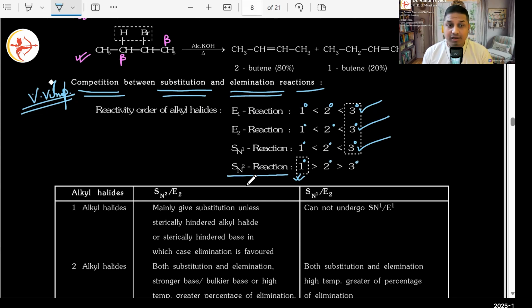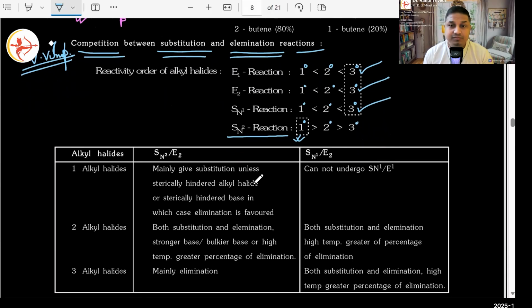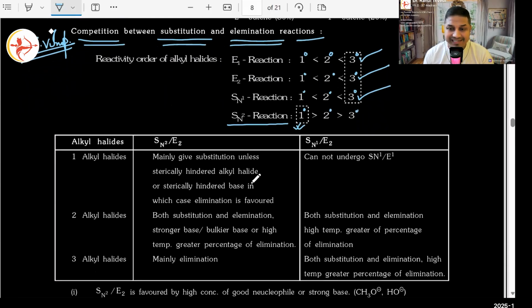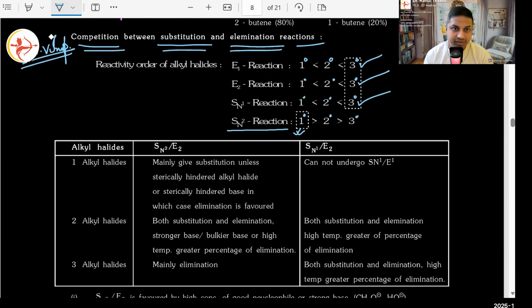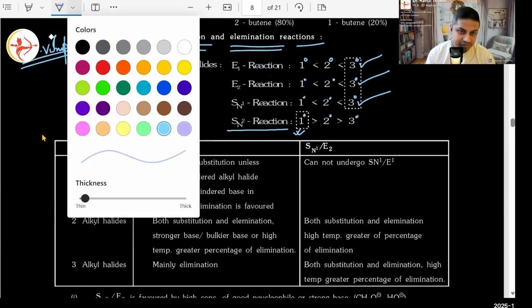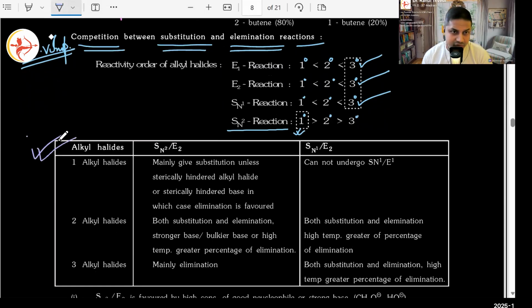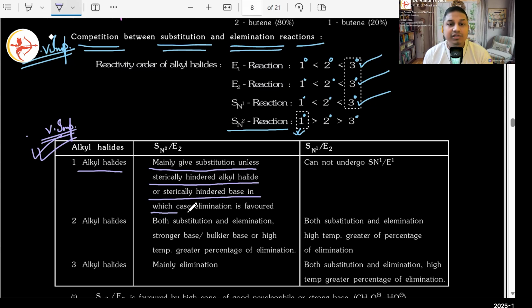This table will give you an even better idea. Let's see this carefully. I hope you're with me. Let's focus on this table. Very important. What are we doing here? When you talk about alkyl halides, they mainly give substitution unless there is a sterically hindered alkyl halide or a sterically hindered base, in which case elimination will be favored.